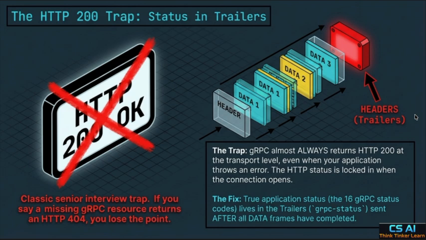Here is a classic senior interview trap, the HTTP 200 trap. gRPC almost always returns HTTP 200 at the transport level, even if your application throws a not found error. Now, this is because the HTTP status is locked in when the connection opens. The true application status, one of 16 gRPC status codes, lives in the trailers sent after all the data frames are finished. If you tell an interviewer that a missing gRPC resource returned HTTP 404, you have missed the point of how gRPC utilizes HTTP/2.